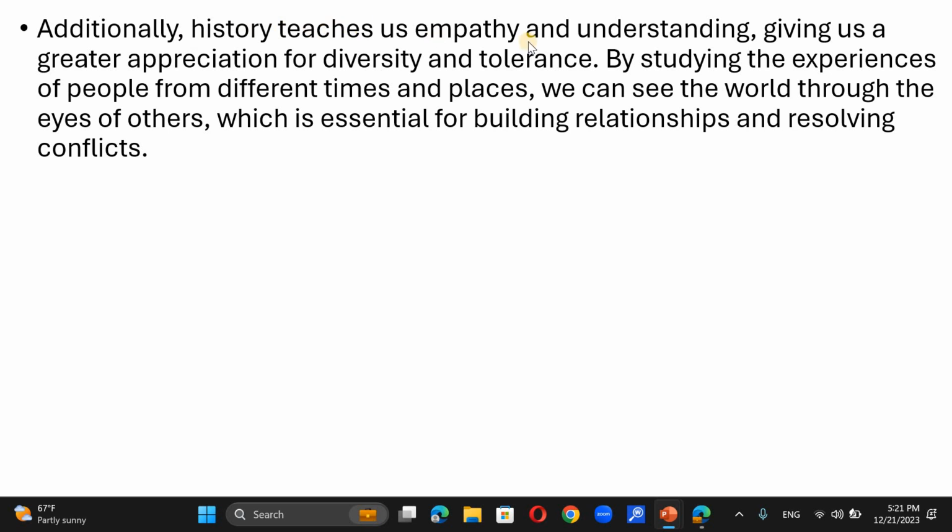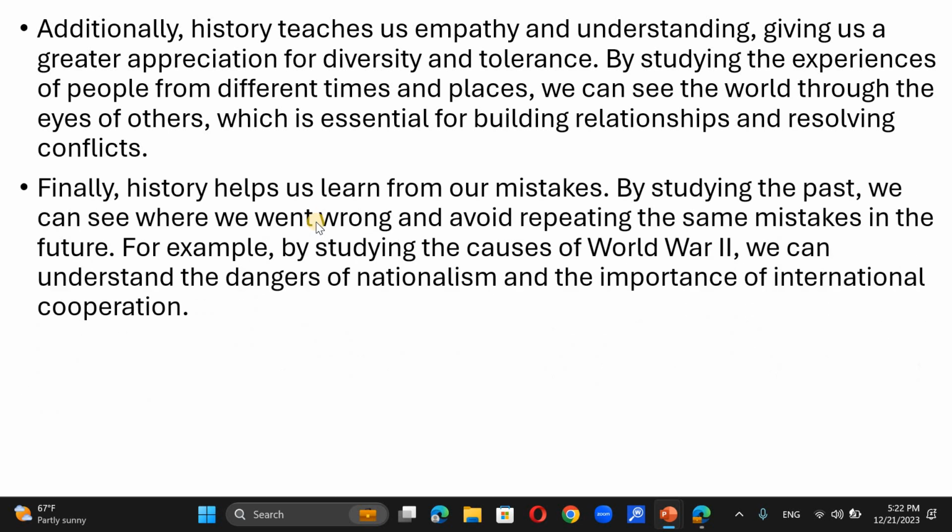Additionally, history teaches us empathy and understanding, giving us a greater appreciation for diversity and tolerance. By studying the experiences of people from different times and places, we can see the world through the eyes of others, which is essential for building relationships and resolving conflicts.